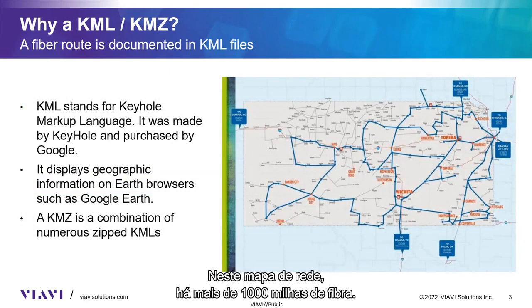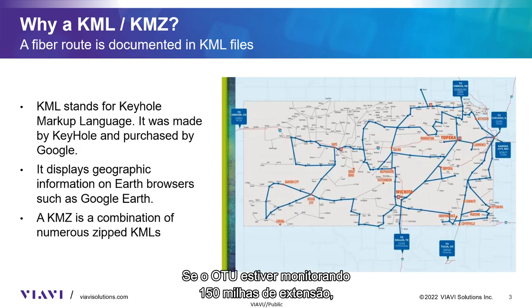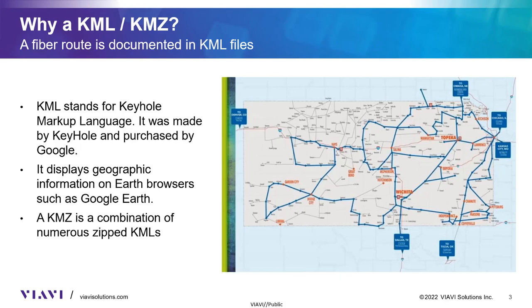In this network map, there is over 1,000 miles of fiber. If the OTU is monitoring one 50-mile span, there's no way, if a KMZ is loaded, for the OTDR to know what portion to monitor. A KML must be created from the KMZ.